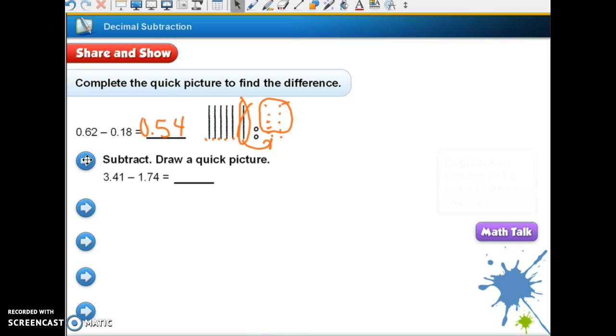Subtract, draw a quick picture. 3 and 41 hundredths. I'm going to look at my hundredths place. 1 minus 4. Can I do that? No, I cannot. I'm going to have to regroup a 10, right?